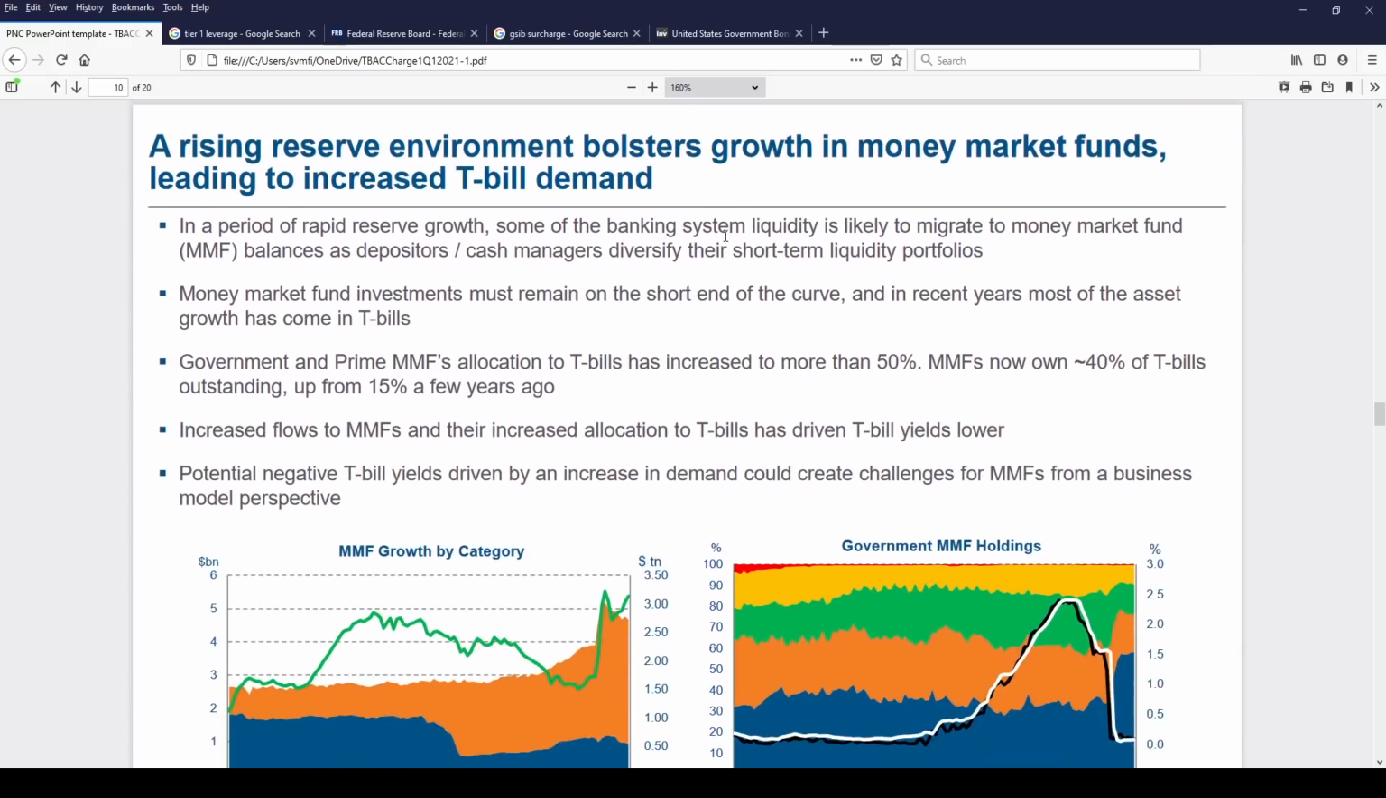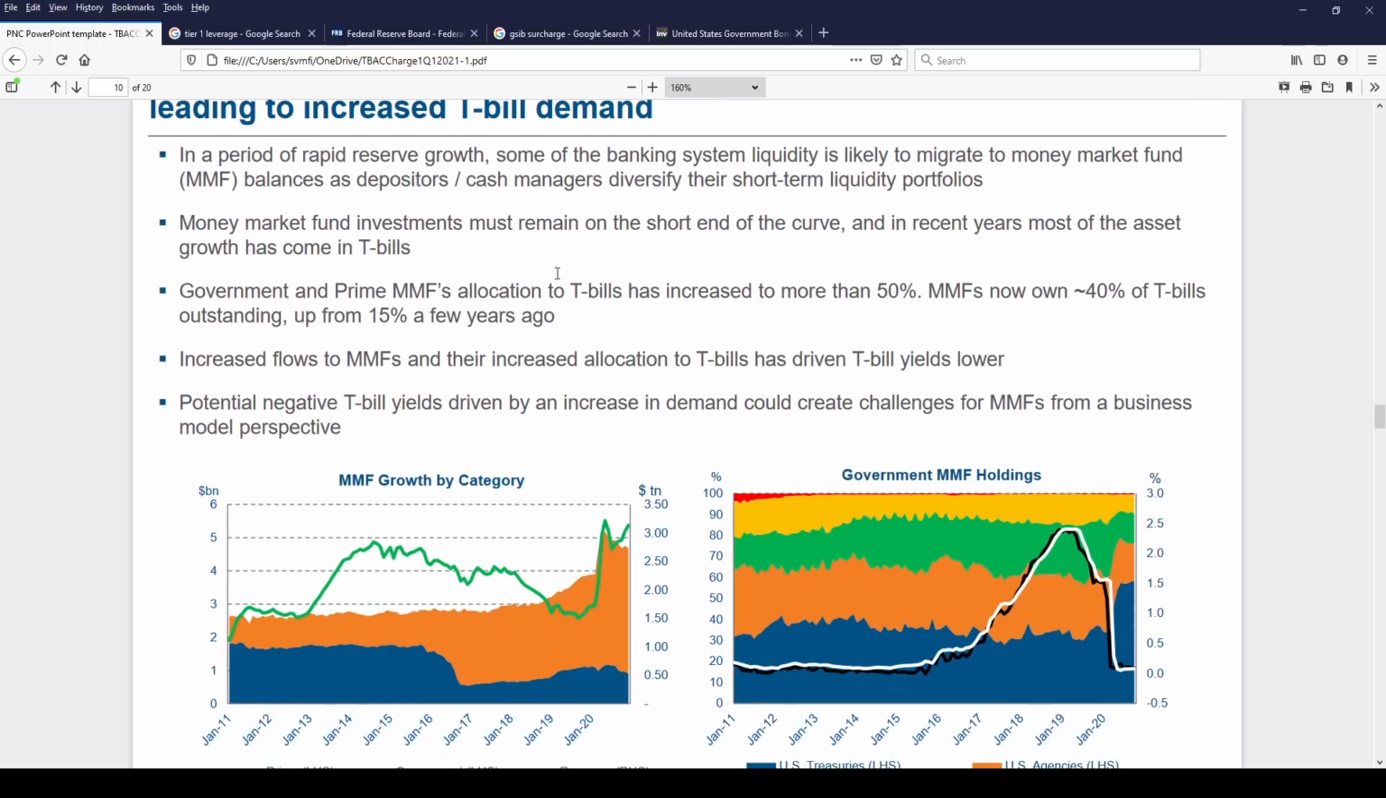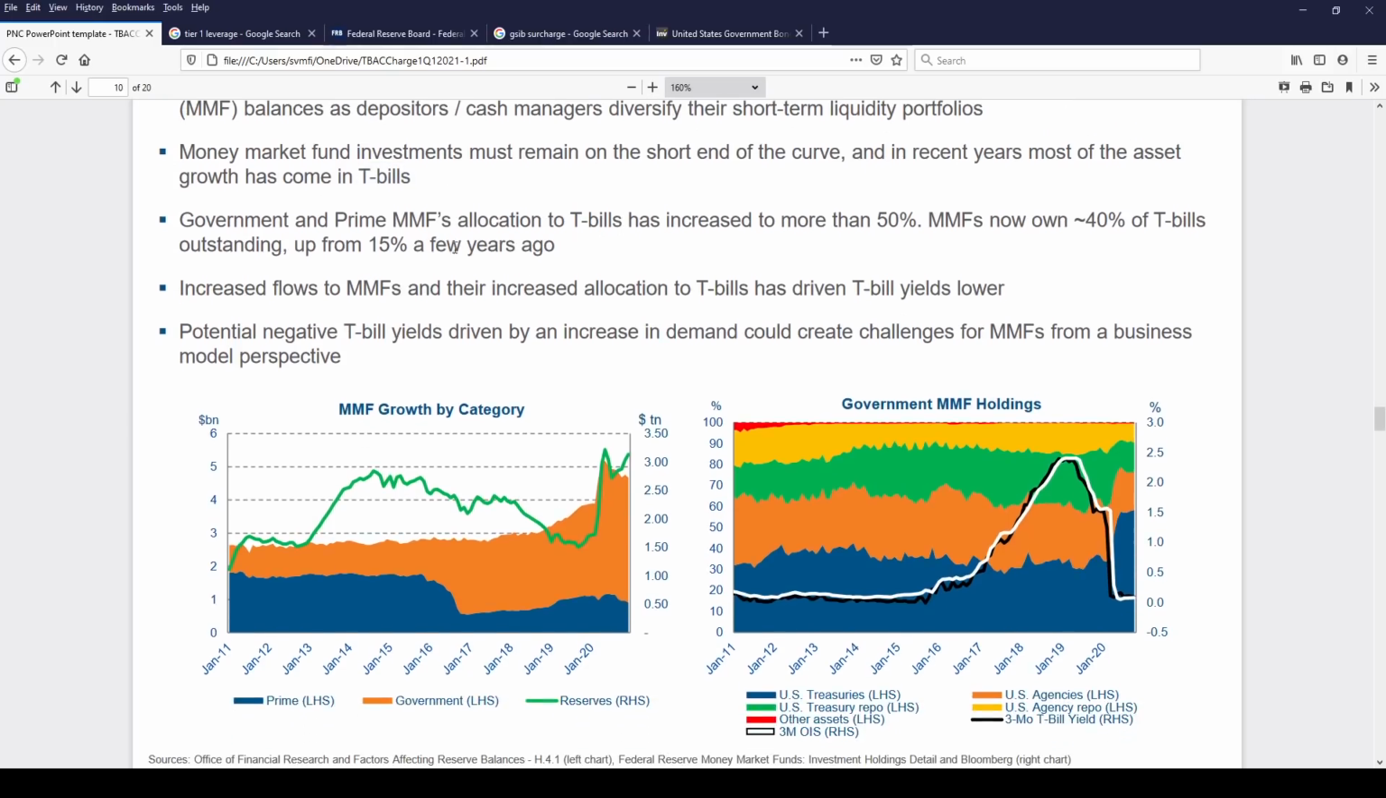There you go. A rising reserve environment bolsters growth in money market funds, leading to increased T-bill demand at a time when the Treasury is going to reduce T-bill issuance. In a period of rapid reserve growth, some of the banking system's liquidity is likely to migrate to money market balances as depositors and managers diversify their short-term portfolios. Money market fund investments must remain on the short end of the curve, and in recent years, most of the asset growth has come from T-bills. Hey, that's why the yields on T-bills are going to zero.